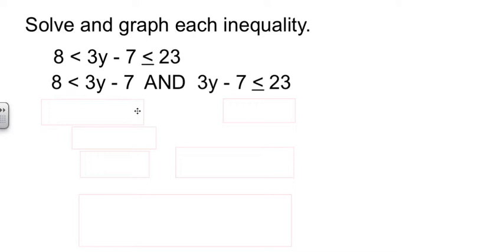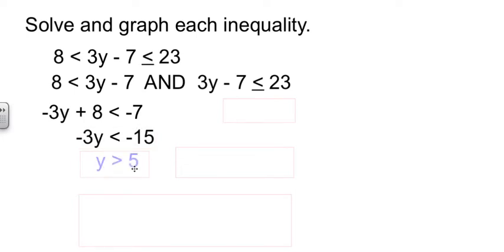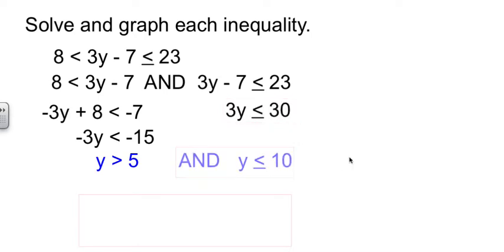Well, from here we can solve. I like to have my variable on the left, so I'm going to move it over to the left first to make life easier later. Subtract the 8 over, divide by negative 3, so I had to flip the sign. I've got one part of the problem done. The other part, just add the 7 over, divide by 3, and we have y is greater than 5, and y is less than 10.